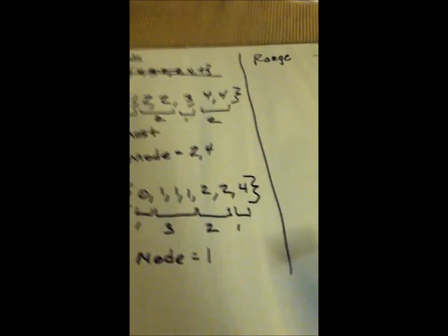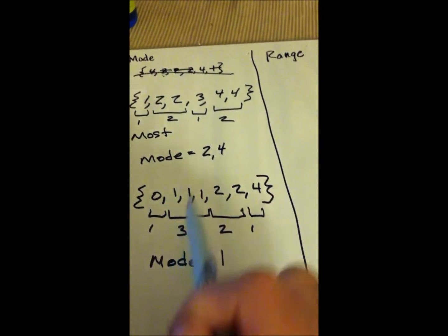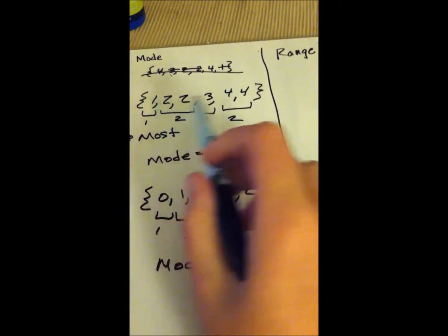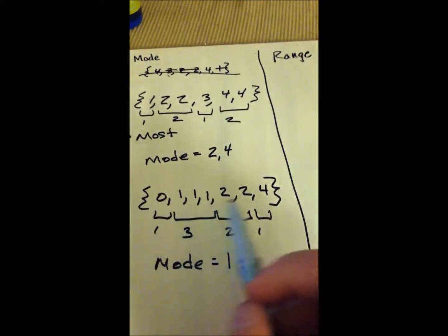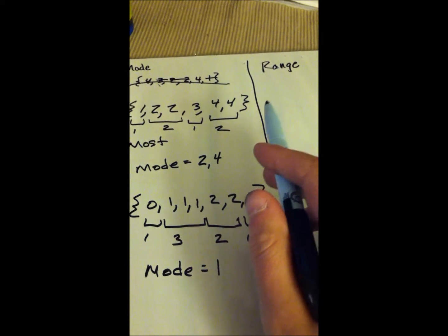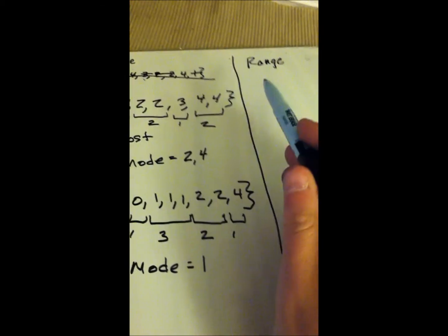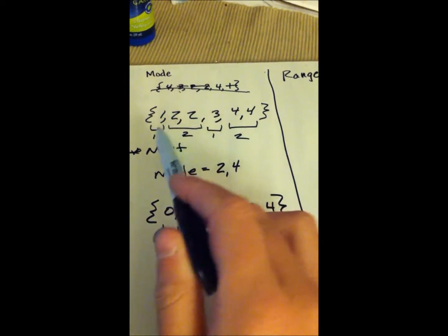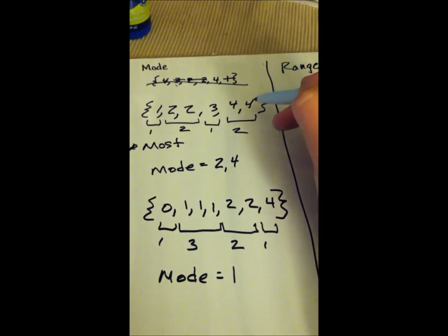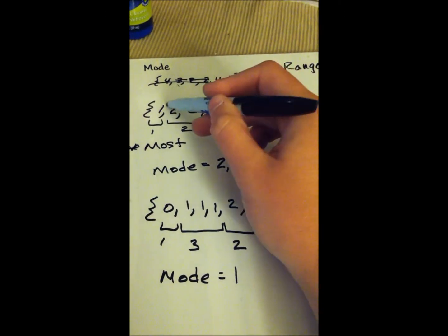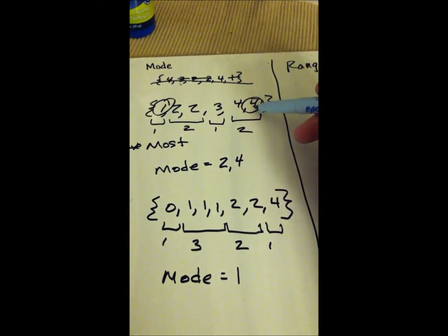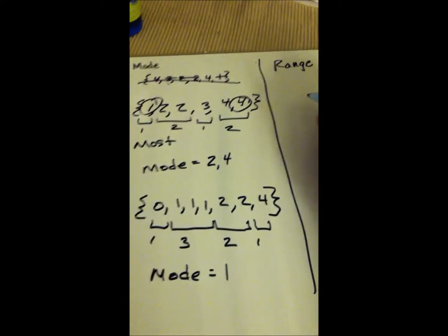Alright, we're going to talk about range here. I went ahead and left my mode notes on the left side. We're going to use the same data sets to calculate range. Same thing is true with range. The first thing you need to do is put your numbers in order, and then you're going to identify your maximum and your minimum, your biggest number and your littlest number.